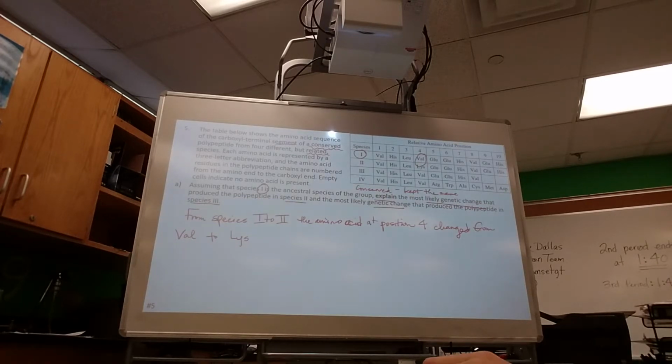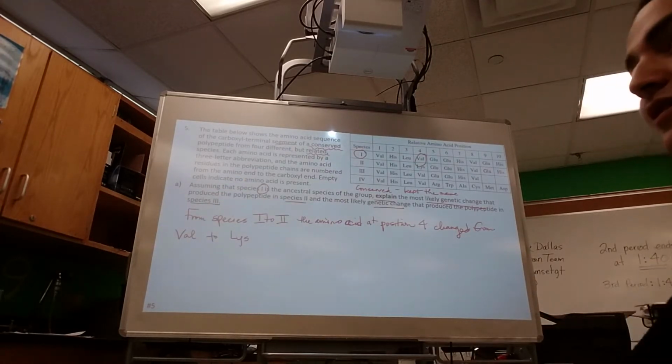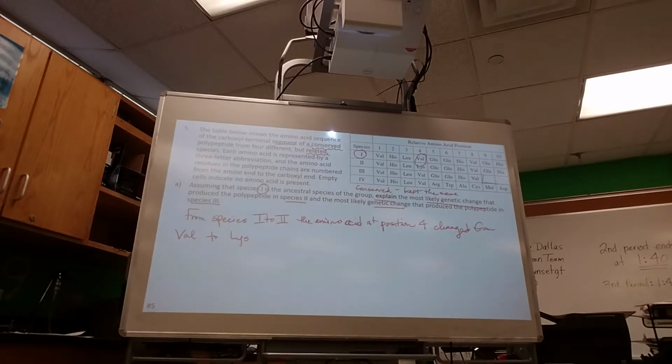Then, what's the difference between 1 and 3? Species 3 has no amino acids after position 8.